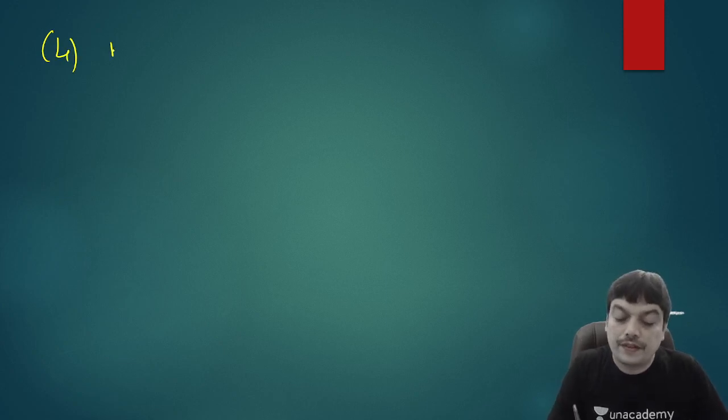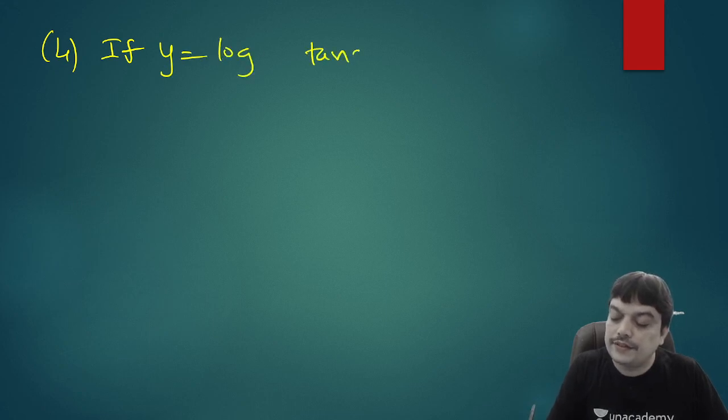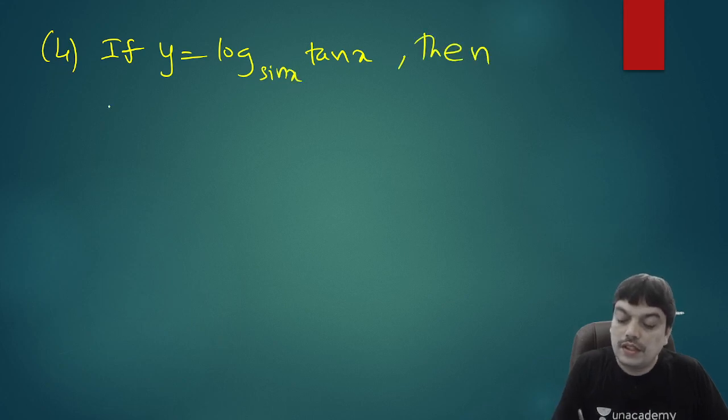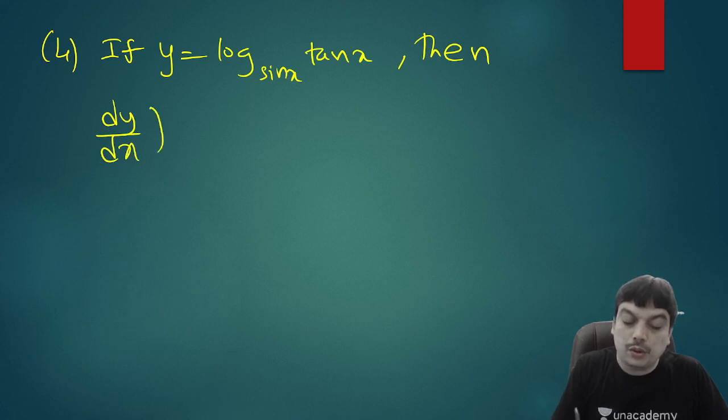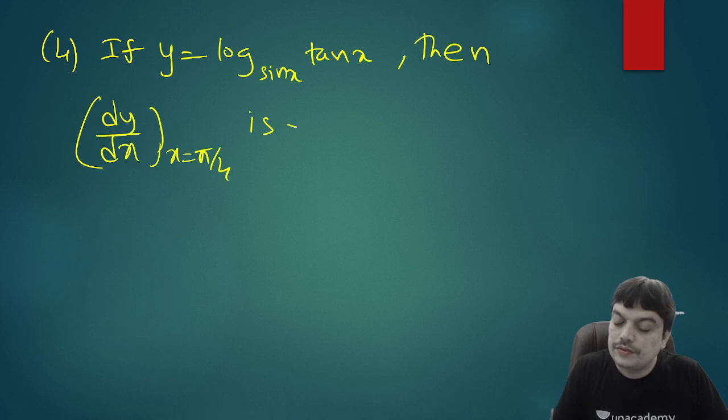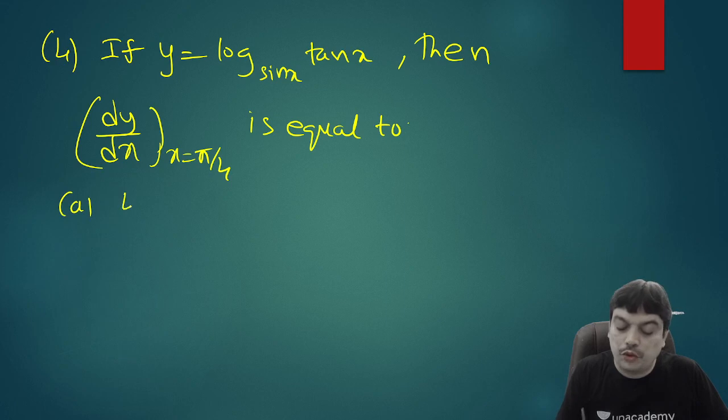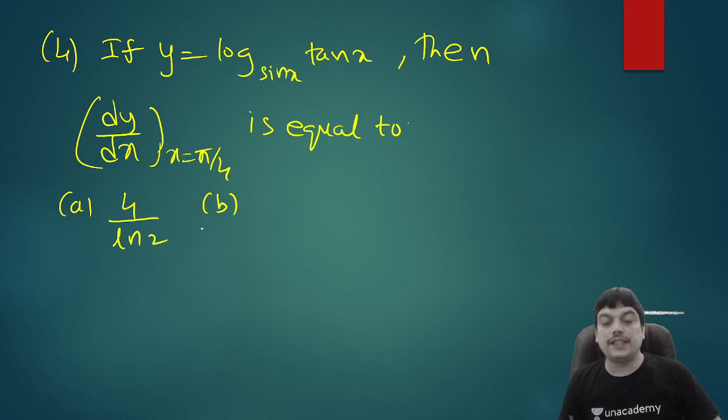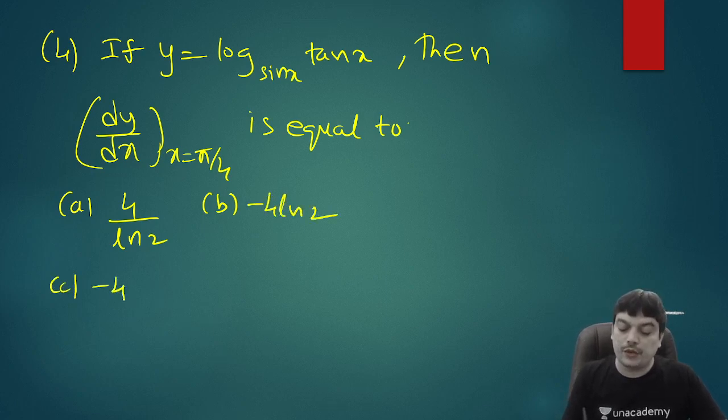If y is equal to logarithm of tan x to the base sin x, then dy by dx at x equal to pi by 4 is equal to: first option 4 by ln 2. So normally ln 2 is used when the logarithm has base e. The second option is minus 4 ln 2. The third option is minus 4 divided by ln 2 and the fourth option is none of these.